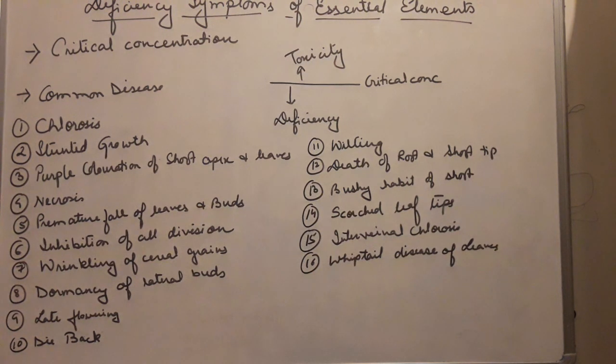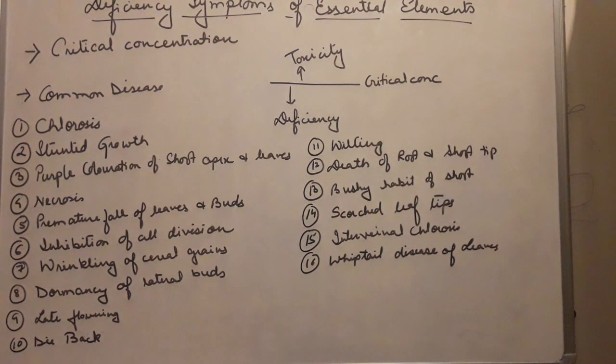Then next is the purple coloration of shoot axis and leaves. That means due to deficiency of nitrogen, phosphorus, magnesium, sulfur and molybdenum, some particular parts of leaves and the shoot apex become purple in color. The next is necrosis. Necrosis means localized death of tissue. That means in the leaves some particular patches die, and that is called necrosis, and that is due to calcium, magnesium, copper and potassium deficiency.